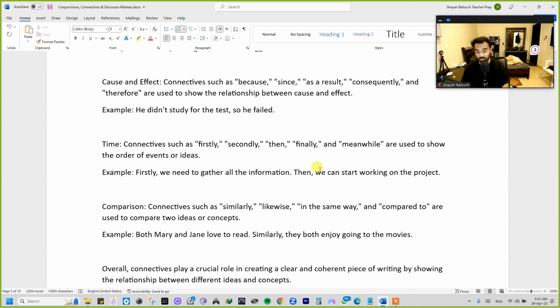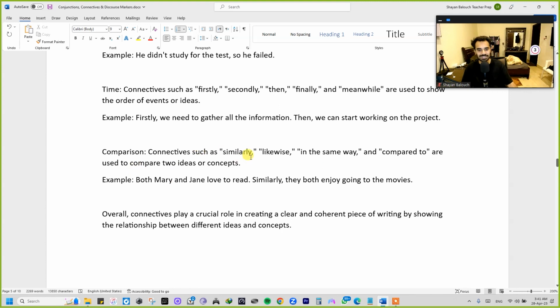firstly, we need to gather all the information, then we can start working on the project. That's how we can use these words. Now when we are comparing things, comparison. So connectives such as similarly, likewise, in the same way, and compared to are used to compare two ideas or concepts. Now here what is happening? Comparison is happening. I'm comparing two different things together, right?